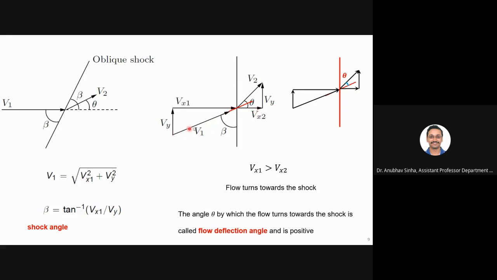So this velocity vector will change direction, right? From this it will go to this direction, and the angle which the resultant velocity vector of the incoming flow makes with the oblique shock is called beta. I think we have discussed what is shock angle and what is deflection angle, and this angle is the deflection angle.